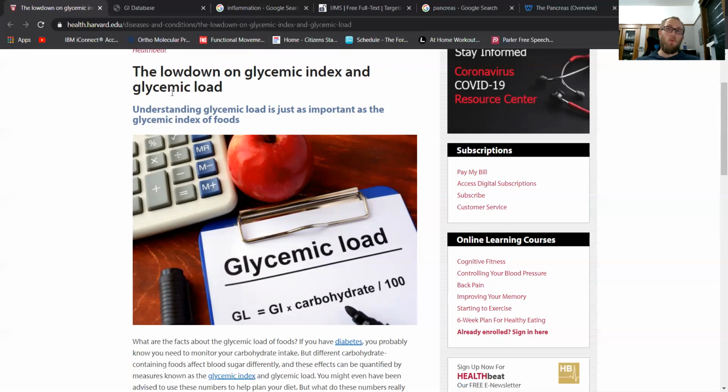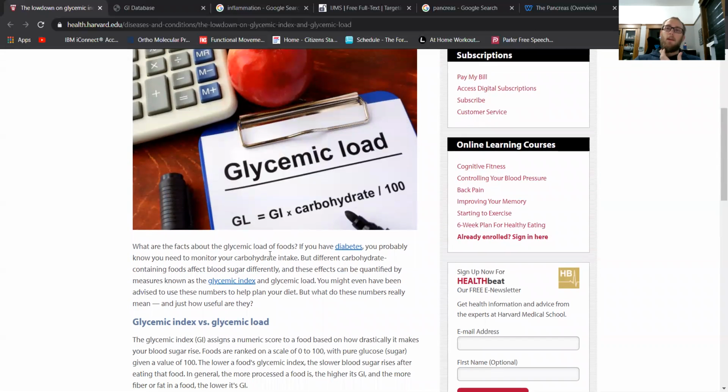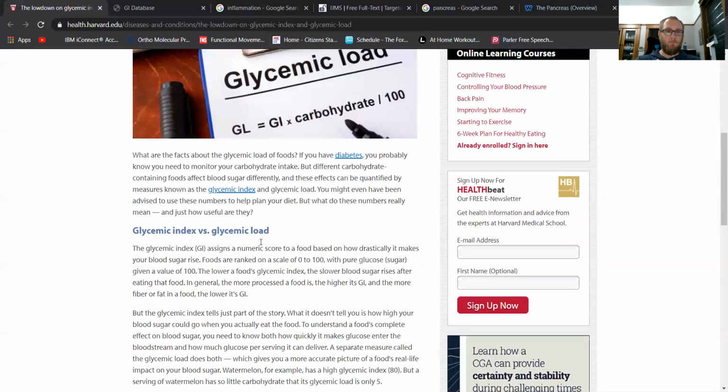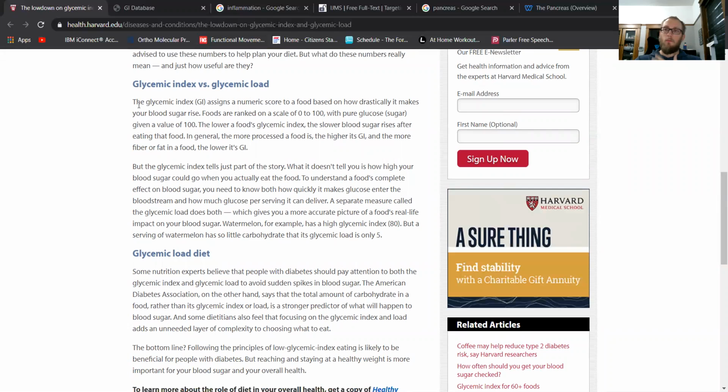And that plays a really big role in your overall inflammation throughout your system, which we'll be talking about in the next video. To break it down, you can see the load right here in the picture. The load is equal to the index times the carbs you eat, divided by 100. If you want to read the actual article, you can find it online, or you can pause this video at any point and break it down.